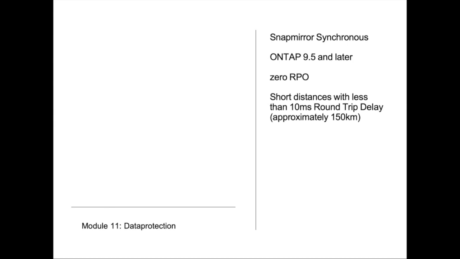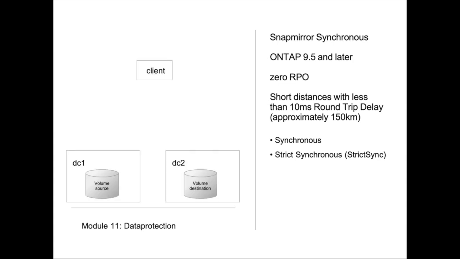Your latency should be very low, so the maximum distance would be around 150 kilometers. There are 2 different ways in which you can set it up. The first one is a regular SnapMirror sync, and the second one is a strict SnapMirror sync. We'll have a look at the differences in a second. Imagine you have 2 data centers, DC1 and DC2. The source volume is in DC1 and the destination volume is in DC2.